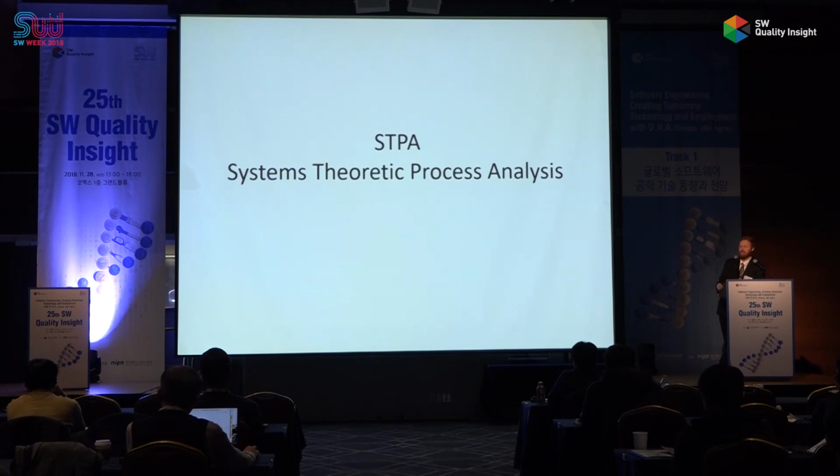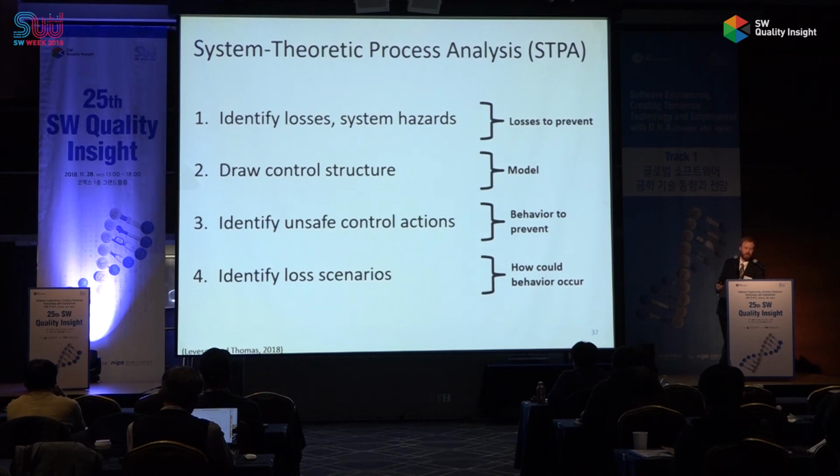Okay, I've just shown you a model. What's the method? Here's the method. There are 4 steps. You start by identifying what are called losses. What are the things you want to prevent? You draw the control structure, that's your model to analyze, and then you analyze it in 2 steps. You start with unsafe control actions, and then you build scenarios.